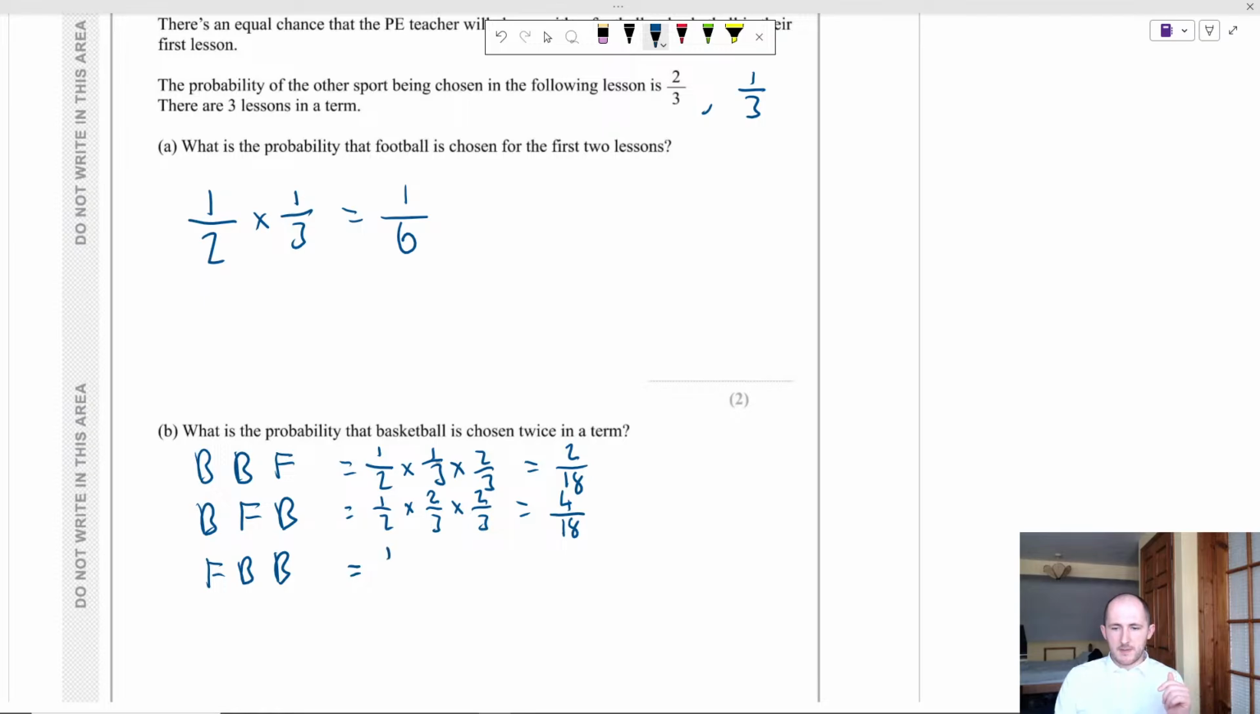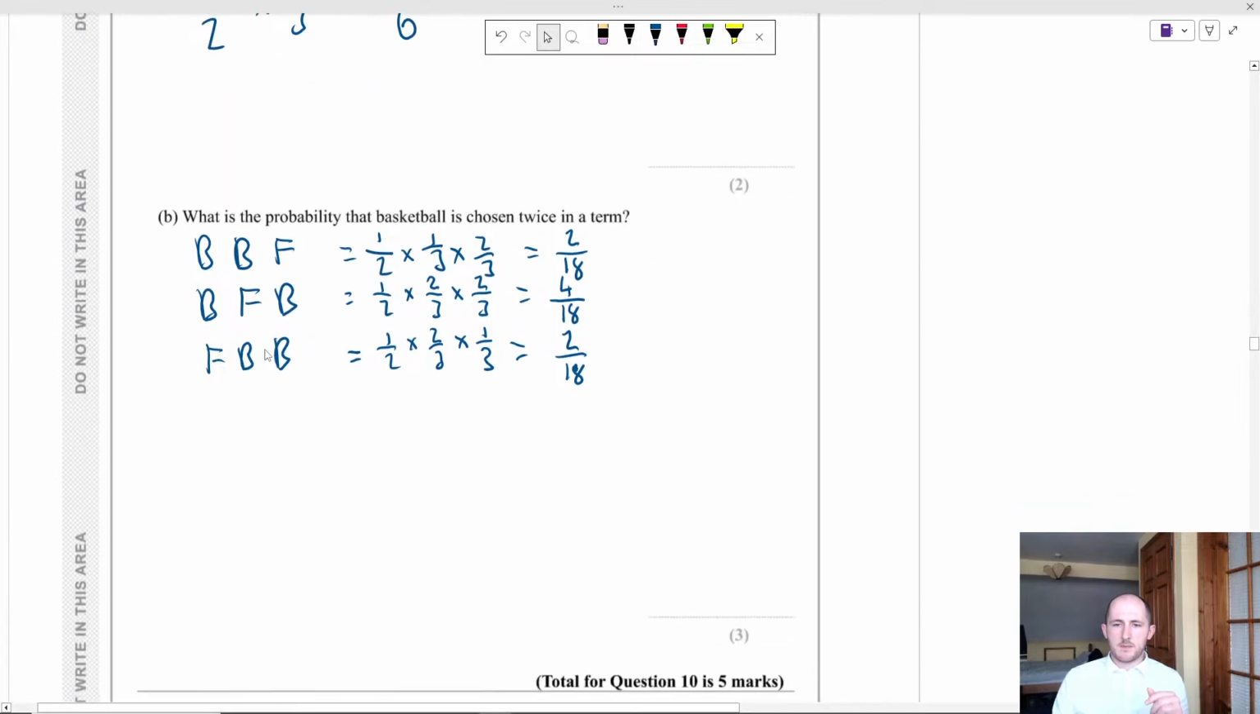Then football, again, is going to be 1/2. Then getting basketball is going to be 2/3. And then getting the same sport is 1/3. Yeah, that's fine. Whatever works for you. 1 times 2 times 1 is 2/18. And then all you need to do is, because there's 3 different ways of doing it, you need to add up all of these probabilities. So 2 plus 4 plus 2 gives me 8/18. Or if you want, you can put it as 4/9. Okay? Hopefully not too bad.